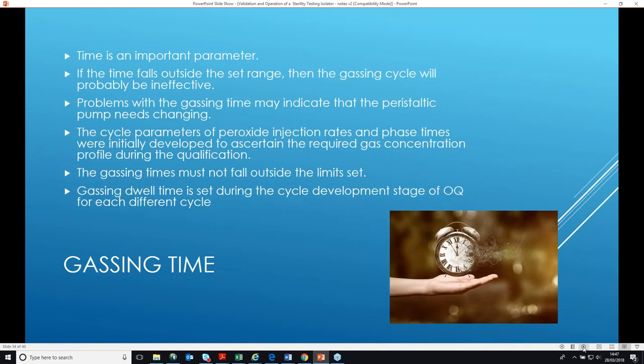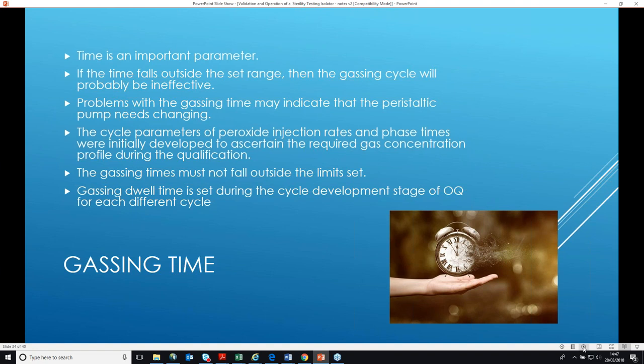Also important is the gassing time. Time is an important parameter because if the time falls outside the set range, then the gassing cycle will probably be ineffective. Problems with gassing time may indicate that the peristaltic pump heads, for example, need changing. The cycle parameters of peroxide injection rates and phase time should be developed during the validation. Then for routine operation, gassing time should not fall outside the limit set.